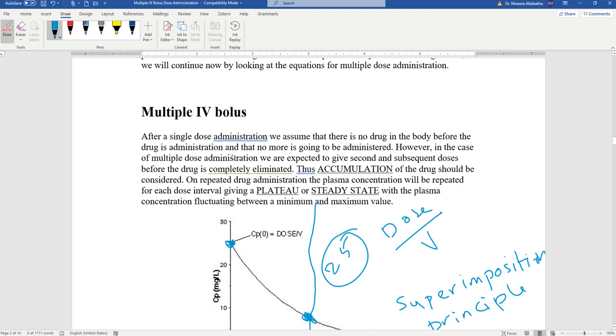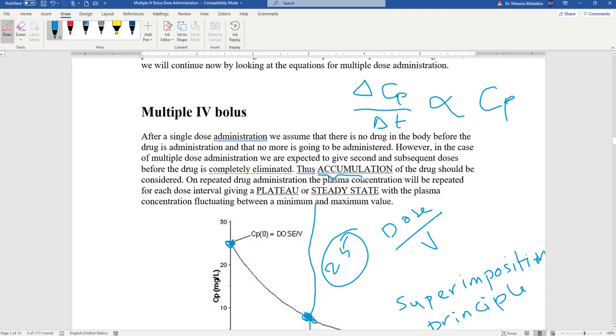My question to you: will this continue forever, meaning the concentration will continue increasing, so that after 1 year maybe all of your body will be drug? What do you think? Explain this. You remember the first order kinetics that says the higher the concentration, the higher is the rate of elimination. The higher the concentration, the higher is the rate of elimination. The rate of elimination, dCp/dt, is proportional to the concentration.